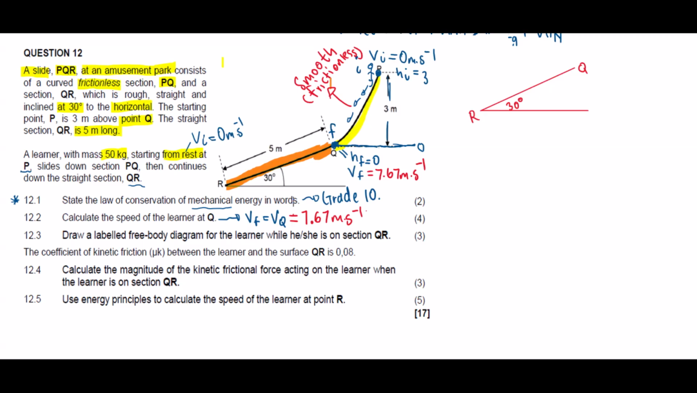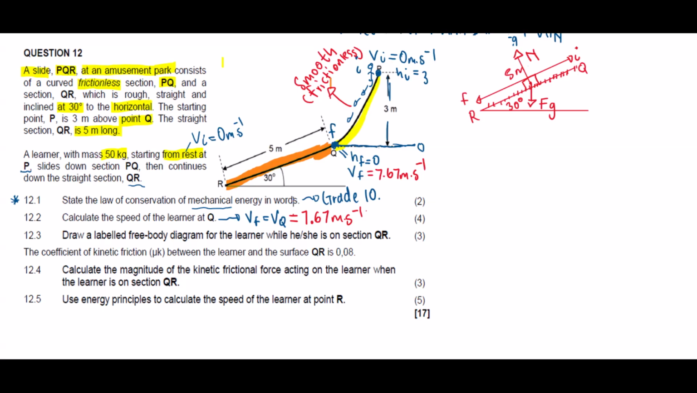So this point is point Q, this point is point R. The surface is said to be rough, and then here we can have our initial point, and here we can have our final point, right? The displacement in this situation is 5 meters, right? The object is here. So what's going to happen is that we're going to have some force, like gravitational force going exactly downwards, and then forces like the normal force.